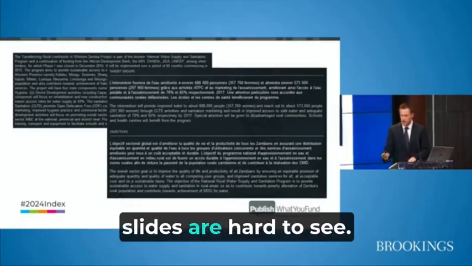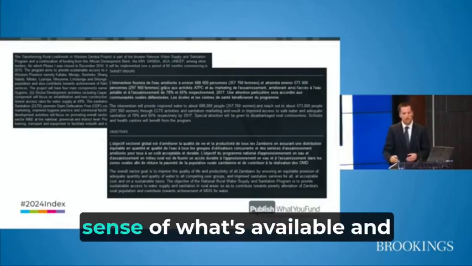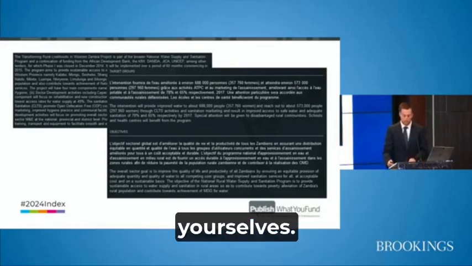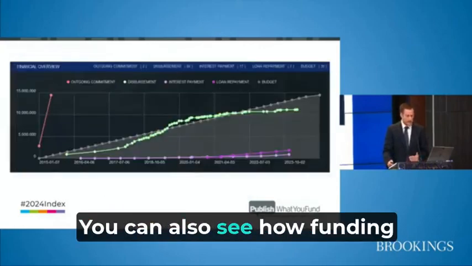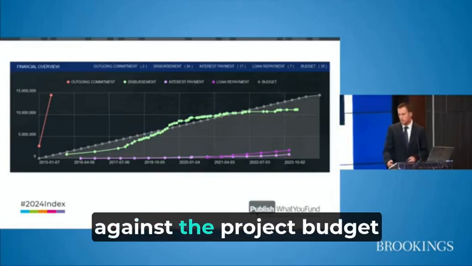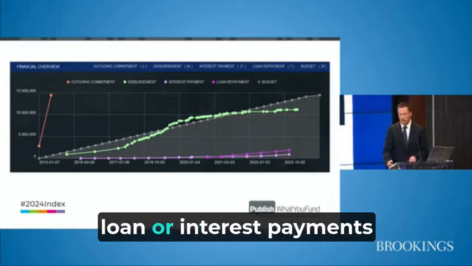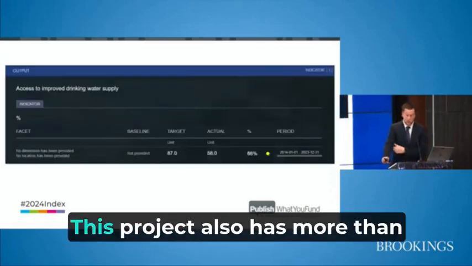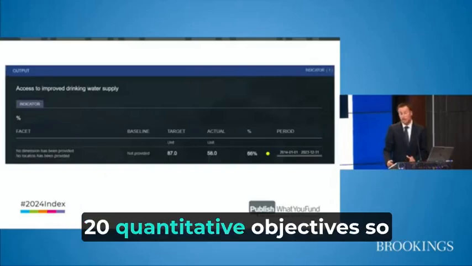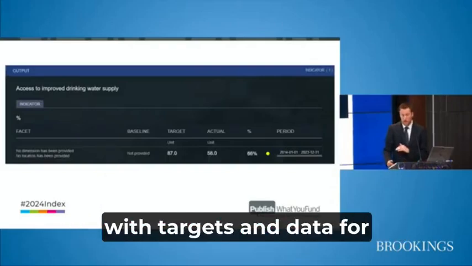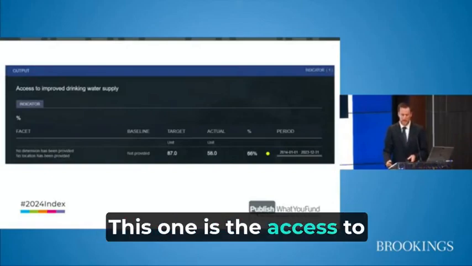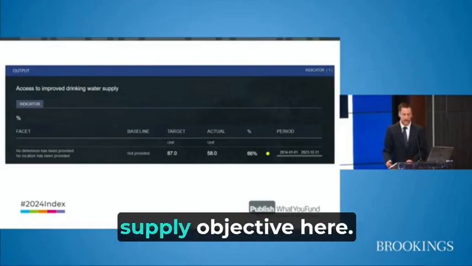And sorry if some of these slides are hard to see. Hopefully this is giving you a sense of what's available and will encourage you to go and look for more information yourselves. You can also see how funding disbursements are tracking against the project budget and what, if any, loan or interest payments are being made. So there's a huge wealth of data here. This project also has more than 20 quantitative objectives, with targets and data for actual performance. I've selected one of these. This one is the access to improved drinking water supply objective here.